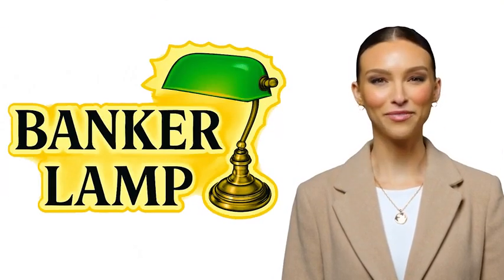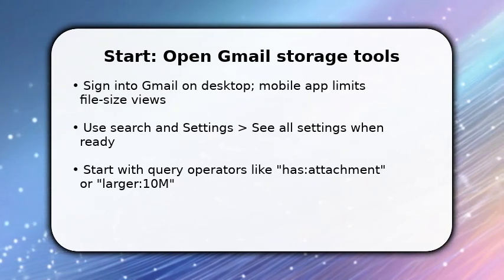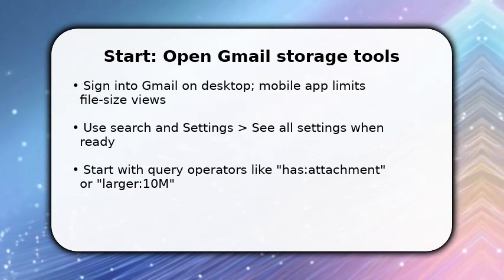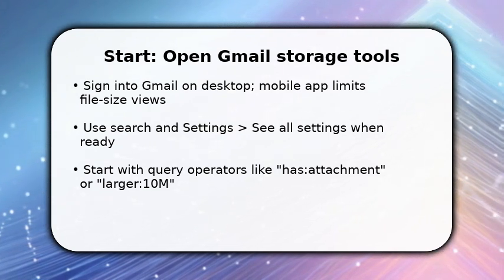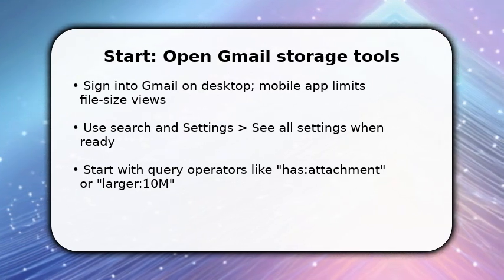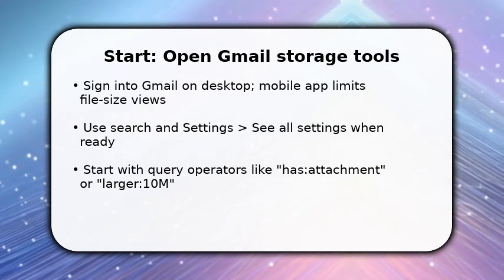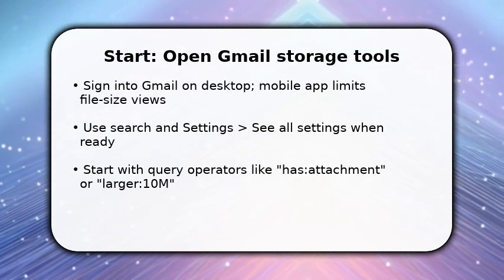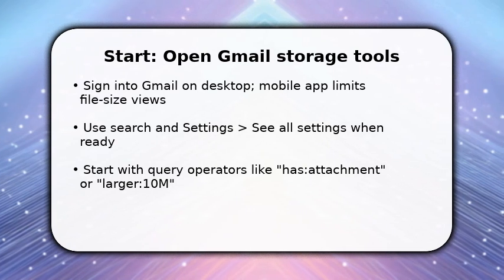Please enjoy the video. You begin by signing into Gmail on a desktop browser because the web interface exposes search operators and settings. Once signed in, click the search bar and type operators like larger:10M or has:attachment to immediately filter big messages. Make sure to open Settings, See all settings if you plan to manage forwarding or filters next. You do this now to narrow results. That reduces noise and surfaces the biggest emails first, which is exactly what we need for size checks.